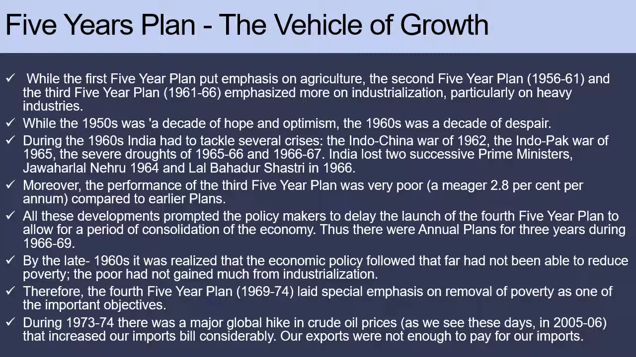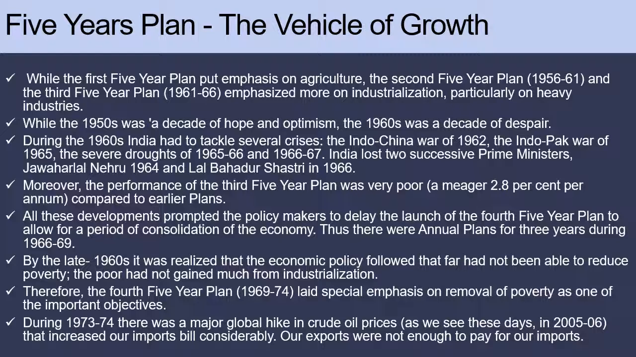By the late 1960s it was realized that the economic policy followed thus far had not been able to reduce poverty; the poor had not gained much from industrialization. Therefore, the fourth five-year plan, 1969-74, laid special emphasis on removal of poverty as one of the important objectives.